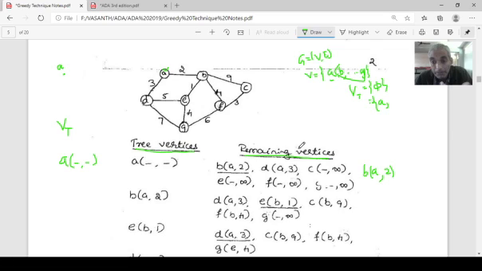Now, is there an edge from A to D? You will see, is there any edge from A to D? Yes. So we will write it here. A, so that means from A to D you have an edge. What is the cost from A to D? Cost is 3. So A comma 3. So we will write D of A comma 3.